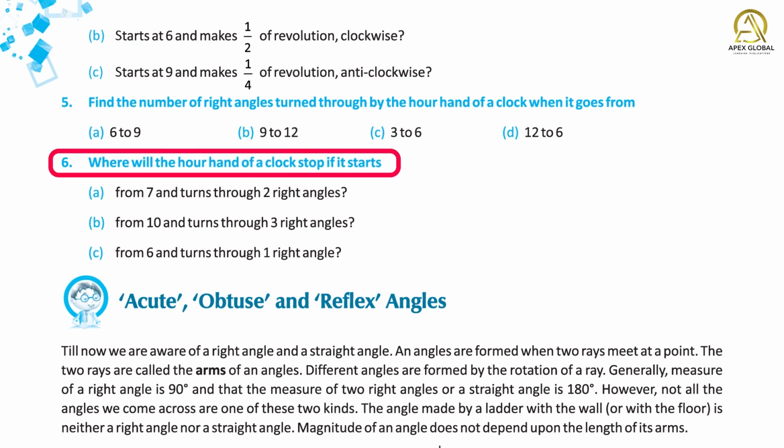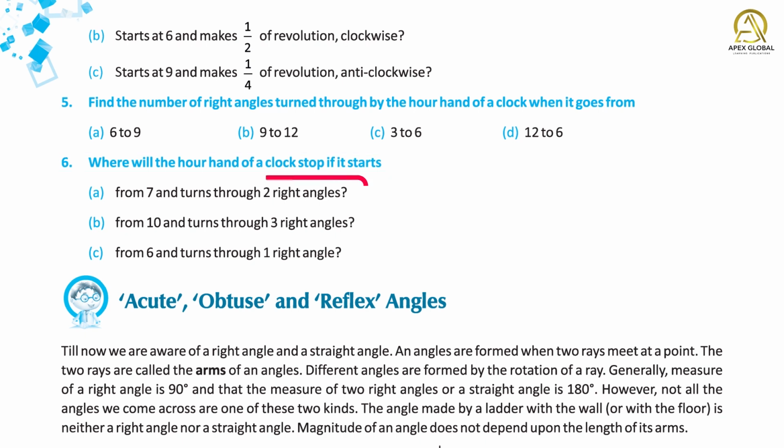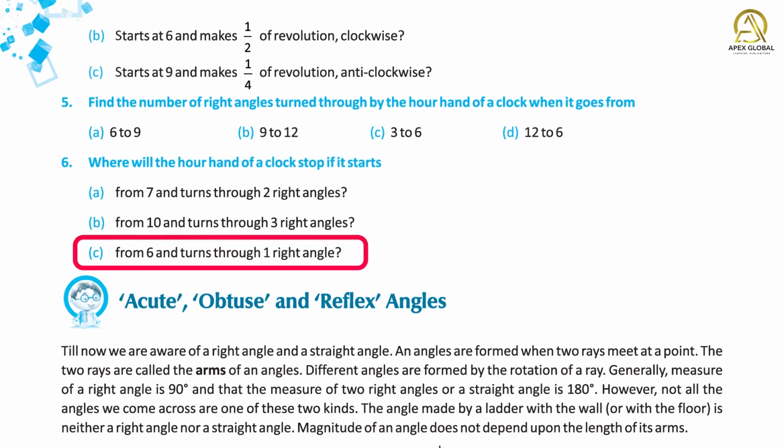Question 6. Where will the hour hand of a clock stop if it starts A. from 11 and turns through 2 right angles? Solution. Stop at 1. B. from 10 and turns through 3 right angles. Solution. Stop at 7. C. from 6 and turns through 1 right angle.